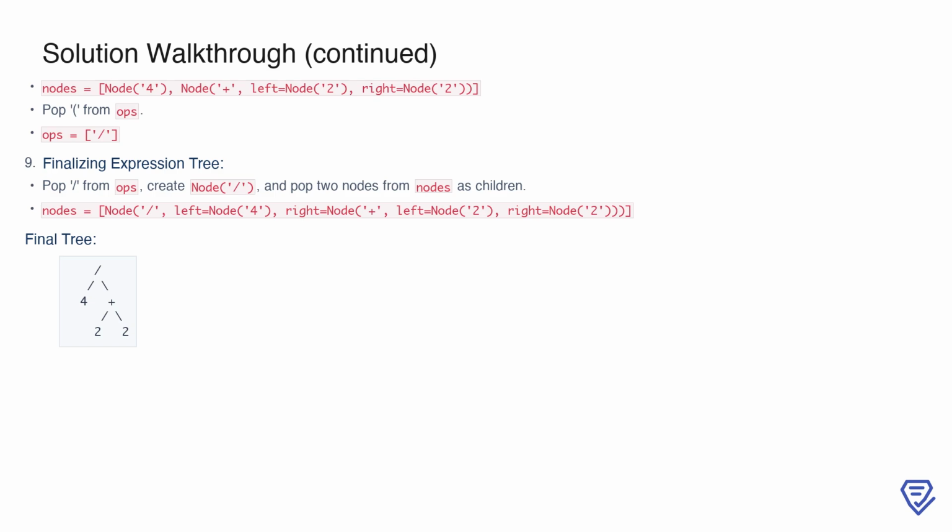To finalize the entire expression tree, we pop the / operator from the ops stack and create a node for it. The top two nodes in the node stack, 4 and the plus subtree, are popped and set as the left and right children of the / node. The resulting tree has / as the root, 4 as its left child, and the plus subtree as its right child. This completes the expression tree for 4 divided by open parenthesis 2 plus 2 close parenthesis.